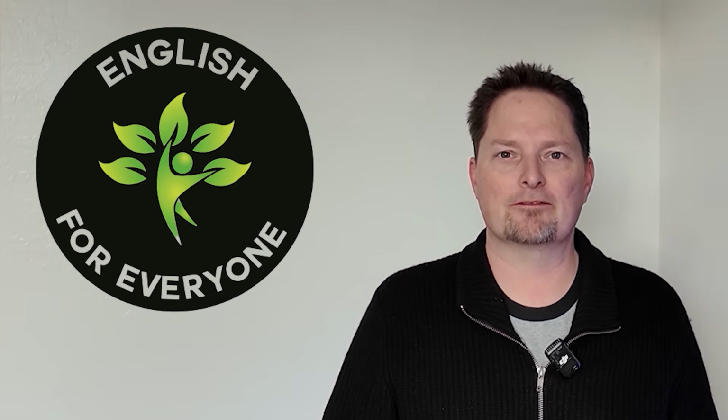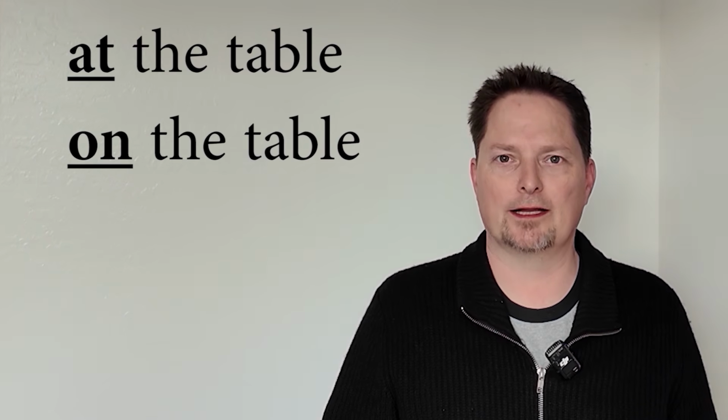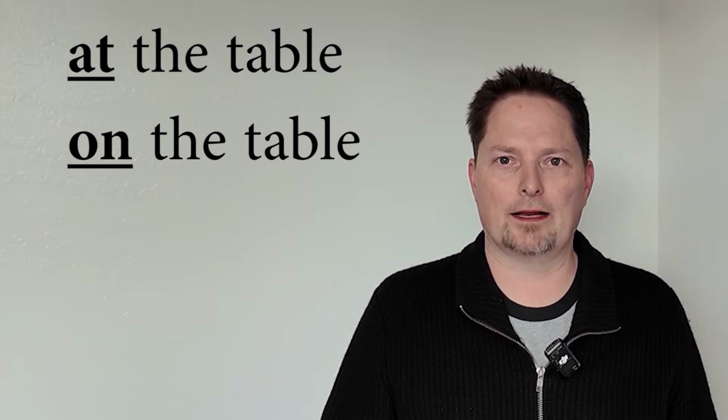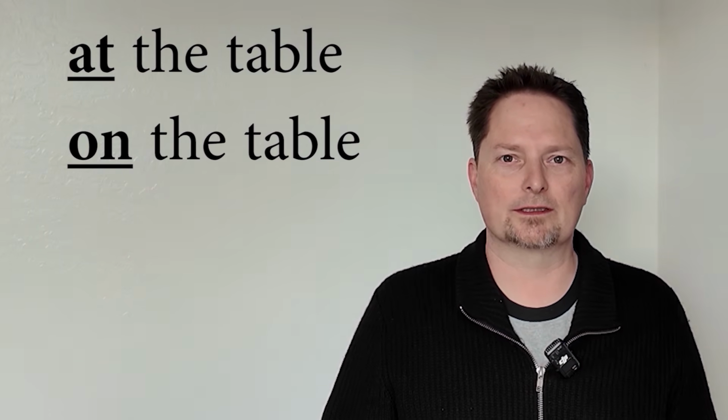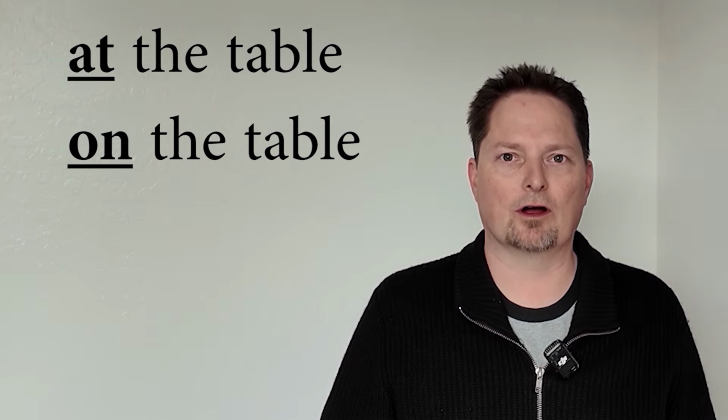Today we're going to learn some confusing prepositions, so let's get started. Sometimes we say on and sometimes we say at. Example, at the table and on the table. What's the difference? A person is at the table and an object is on the table.